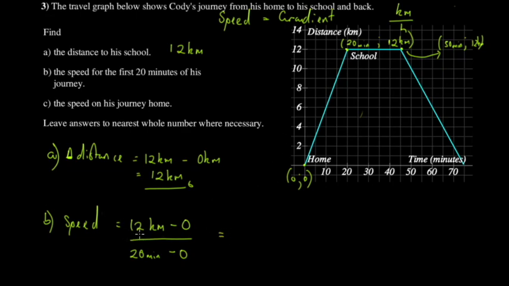So what you get here is 12 divided by 20, which is 0.6. Okay, so that's simply 6 over 10. So you get 0.6 kilometers per minute. Normally we write speed in kilometers per hour, so you want to change this per minute to per hour.